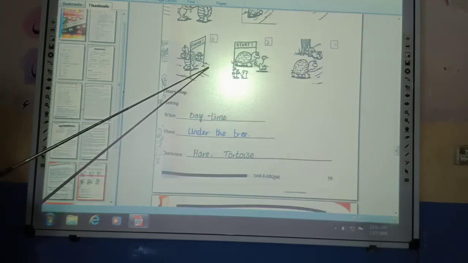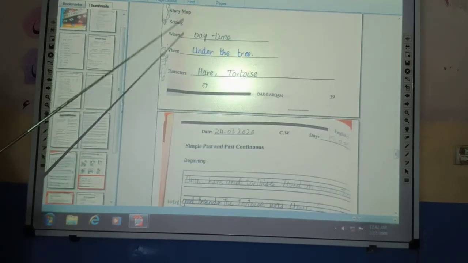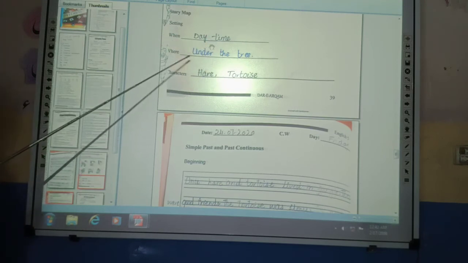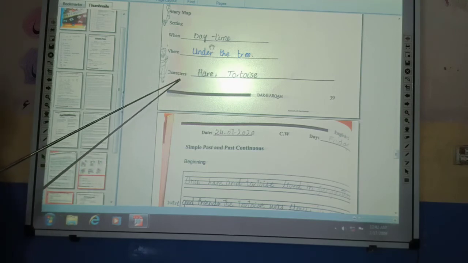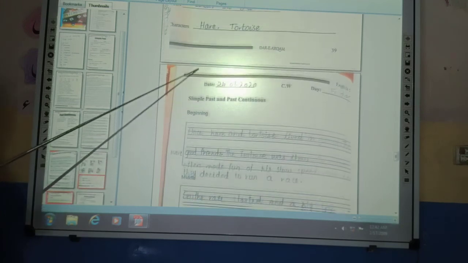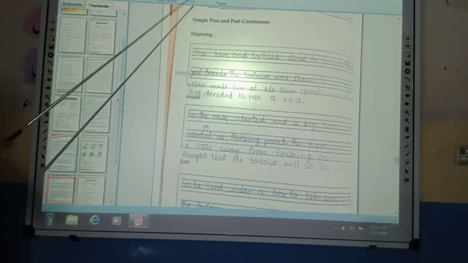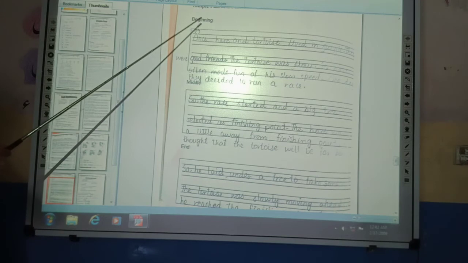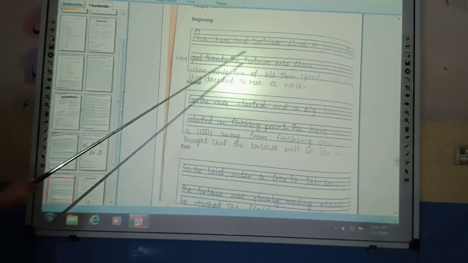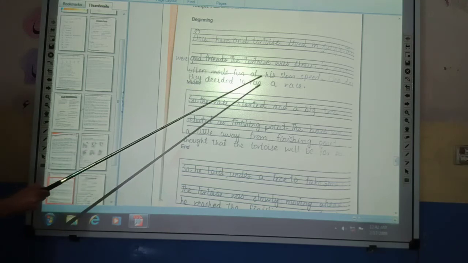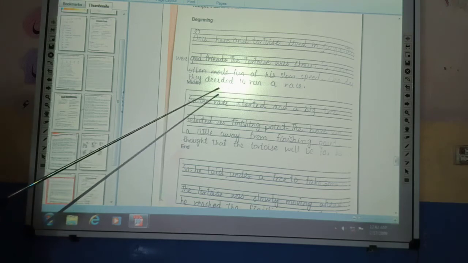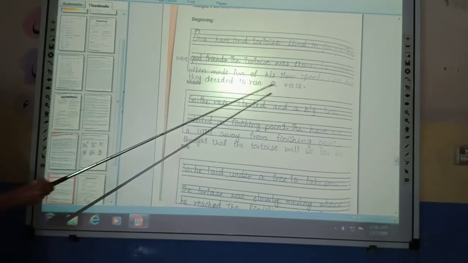You have to write a story. Setting when? Daytime. Where? Under the tree. Characters: hare and tortoise. So, what happened in the beginning of the story? Once hare and tortoise lived in jungle. They were good friends. The tortoise was slow, so hare often made fun of his slow speed. One day they decided to run a race.